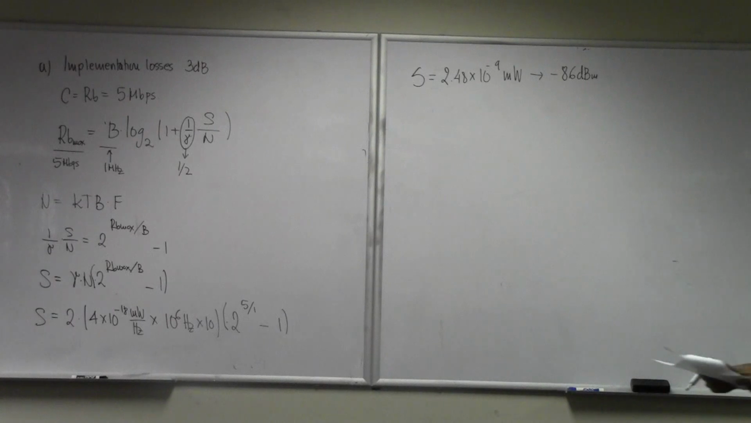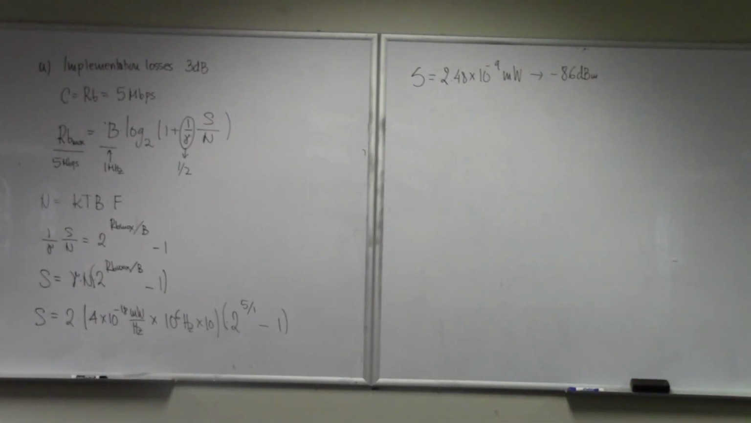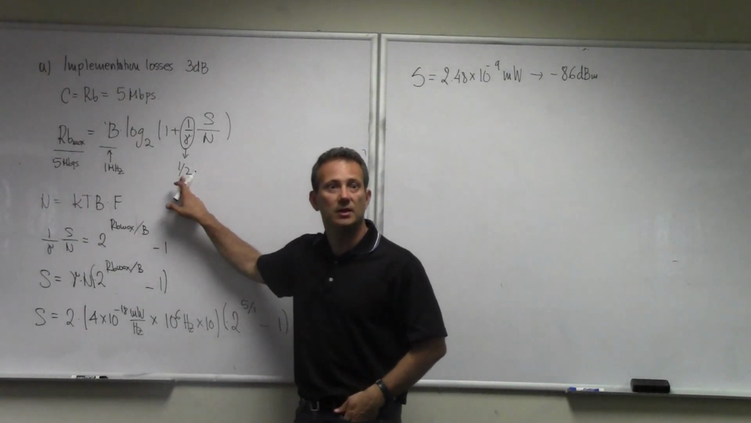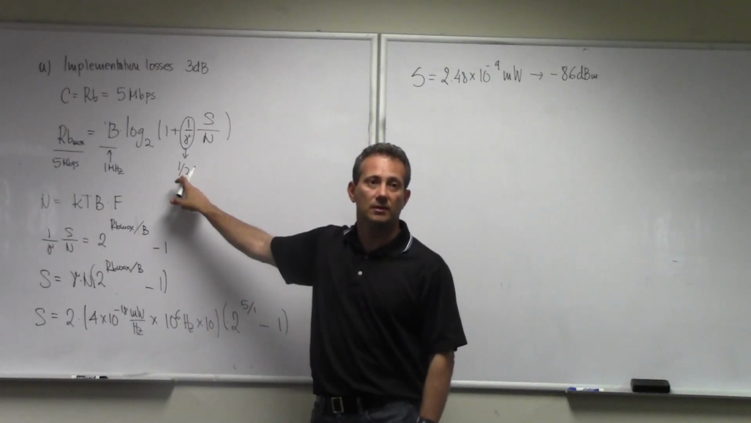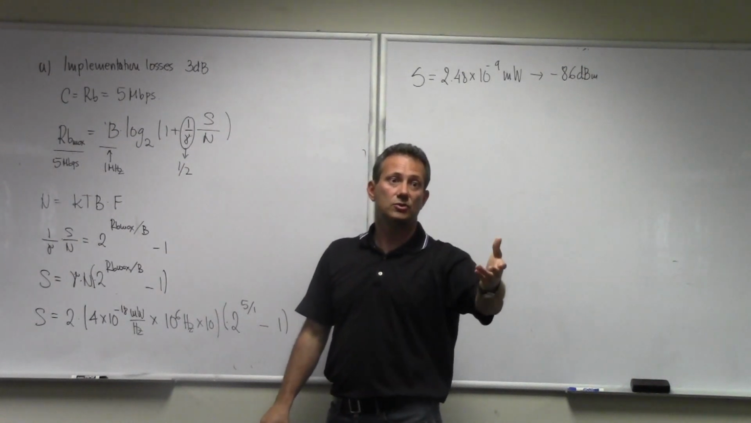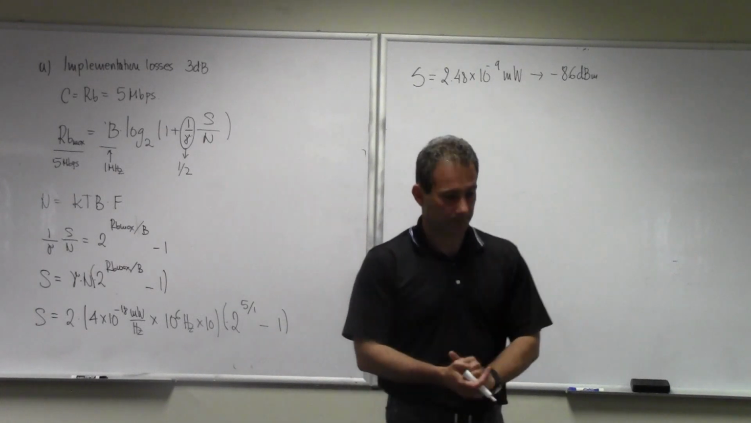Excuse me, I have a question. Why, because the noise figure is 3 dB, is 1 divided by sigma 1 divided by 2? Why is this 1/2? It's 3 dB, minus 3 dB. Losses of 3 dB are 1/2. Plus 3 dB is 2, minus 3 dB is 1/2, right? Okay.